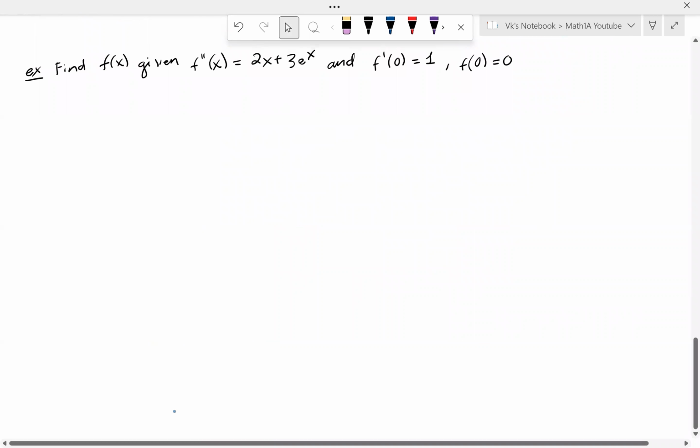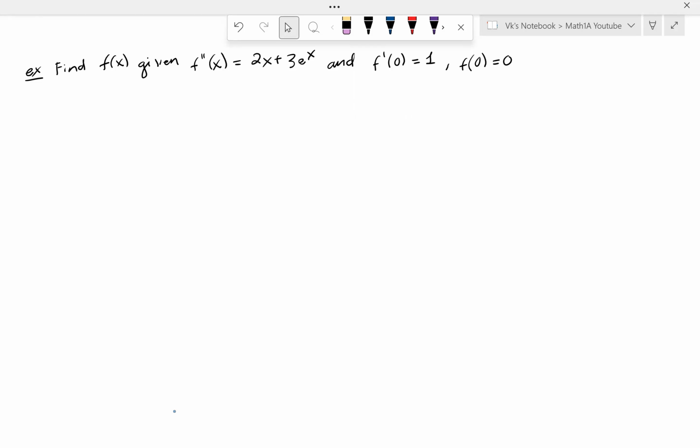In the last example, find the function f(x) given the second derivative is 2x plus 3e to the x, and some initial conditions on the first derivative and the function itself: f prime of 0 equal to 1, f of 0 equal to 0.